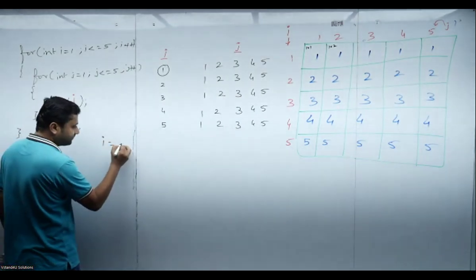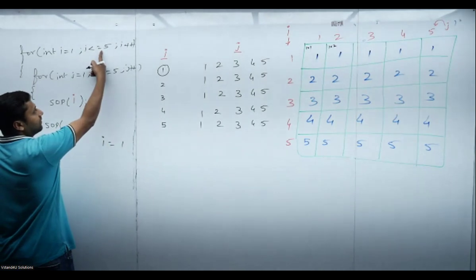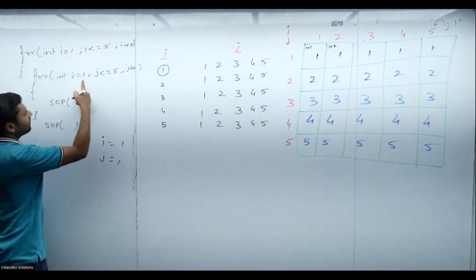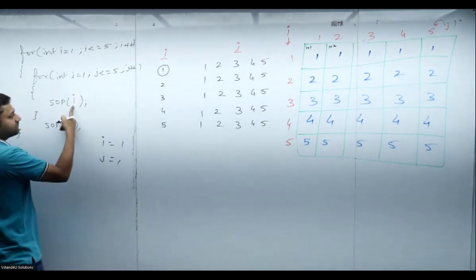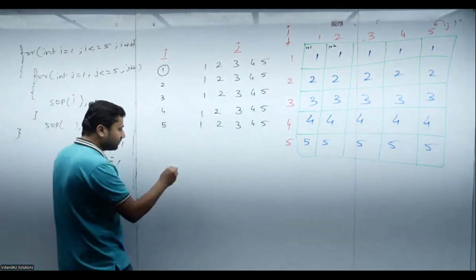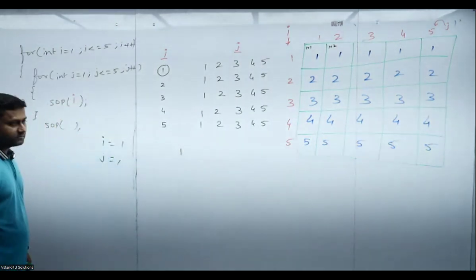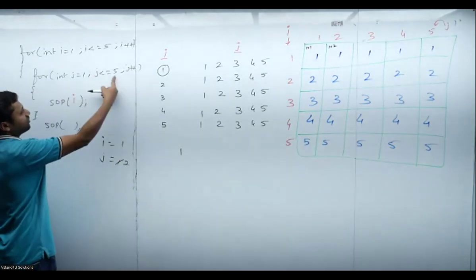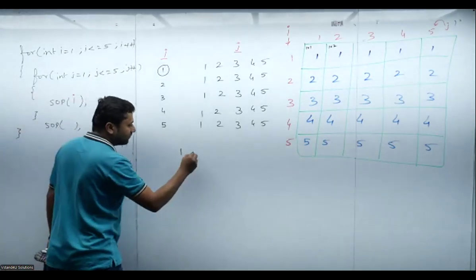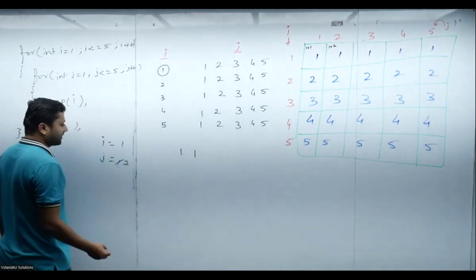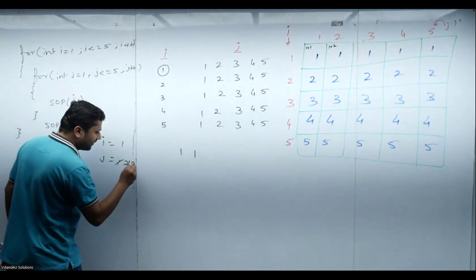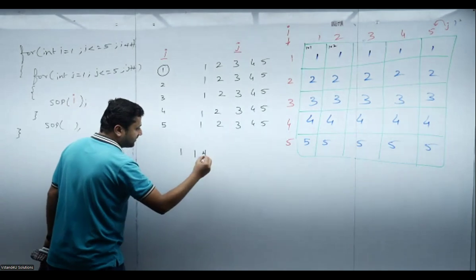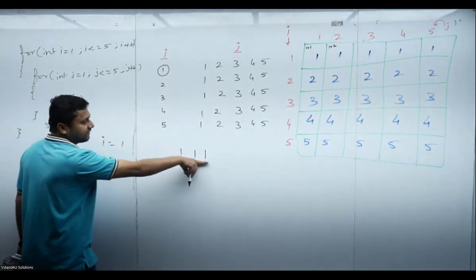I value starts from 1, less or equal to 5. Then J is 1, less or equal to 5. Then what do I need to print? 1. Done. Then increment the value of J to 2. 2 is less or equal to 5. Print the value of I. Okay, sir. Then J will be incremented to 3, less or equal to 5. Then print whatever is the value of I. See, value of I is 1. I keep printing 1. Agree?